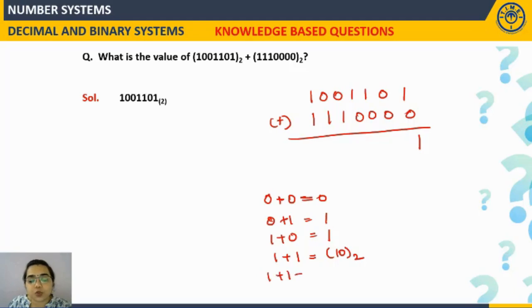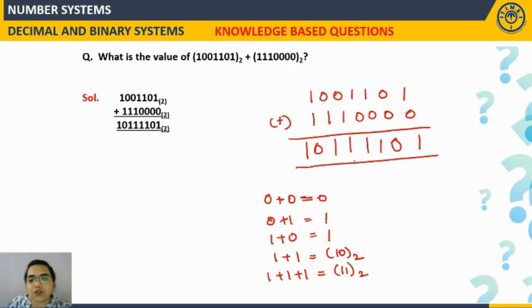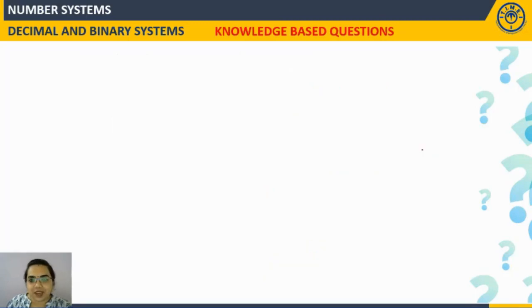What if you get 1 plus 1 plus 1? 1 plus 1 plus 1 is 3, and 3 in binary is written as 11 to the base 2. Okay, so 1 plus 0 is 1, 0 plus 0 is 0, 1 plus 0 is 1, 1 plus 0 is 1, 0 plus 1 is 1, 0 plus 1 is 1, 1 plus 1 is 10. Yes, so this is the answer, 10111101 to the base 2. Is this clear? Okay, let's see the next question.